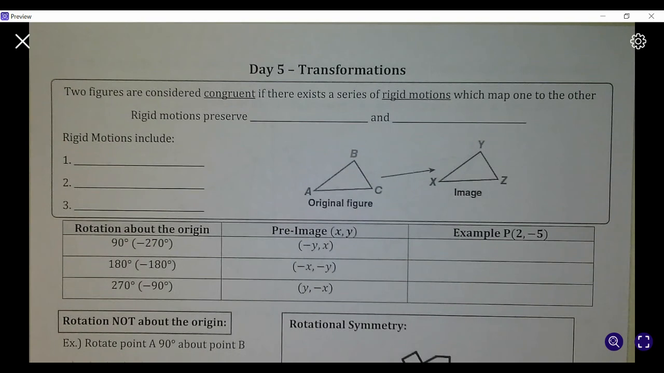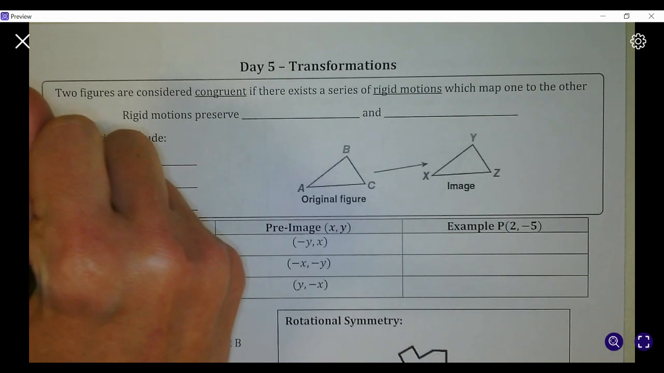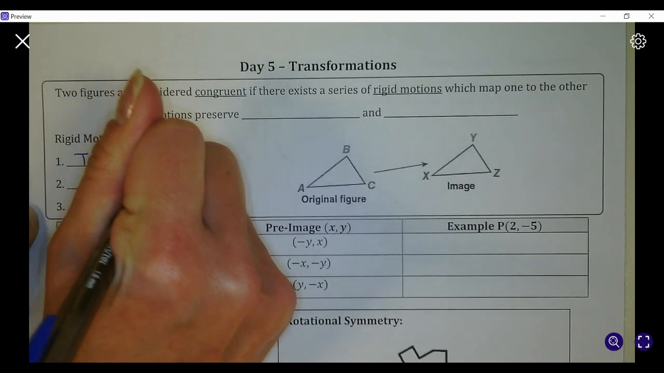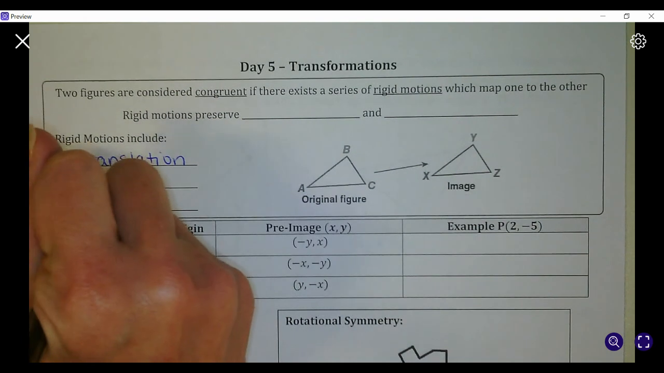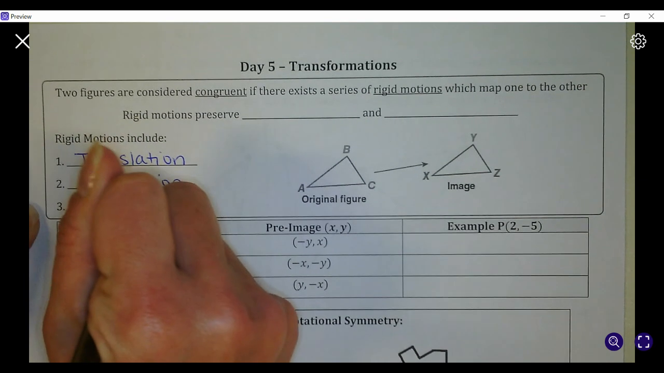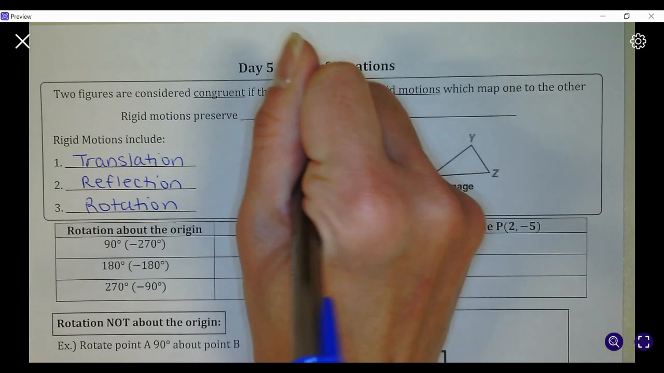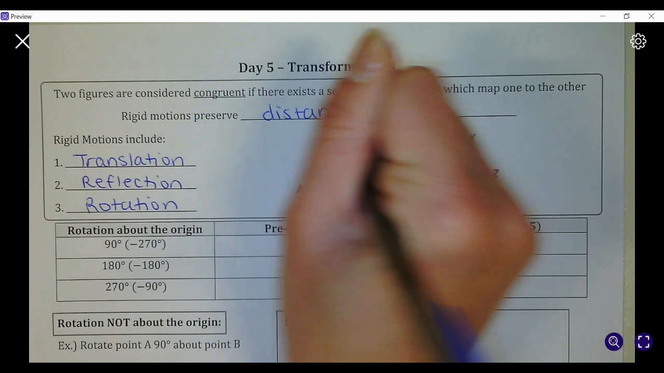I'm going to do day 5 transformation notes, and they're fairly short tonight, so let's just jump in. If you have two figures, they are considered congruent if there exists a series of rigid motions which maps one onto the other. So that means rigid motions. The ones that we have learned this year are translation, reflection, and rotation. When you're doing rigid motions, remember that they preserve distance and angle measure. That's why rigid motions create congruent shapes.